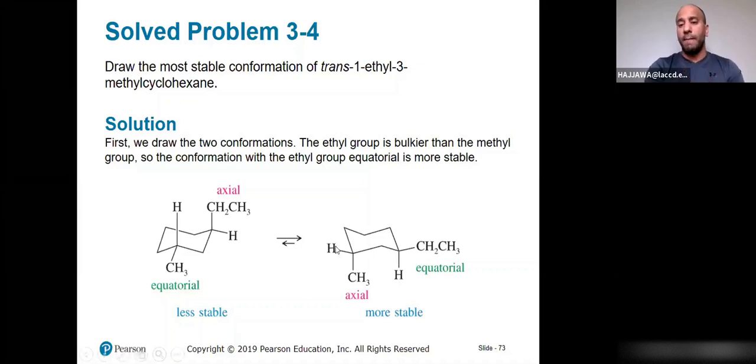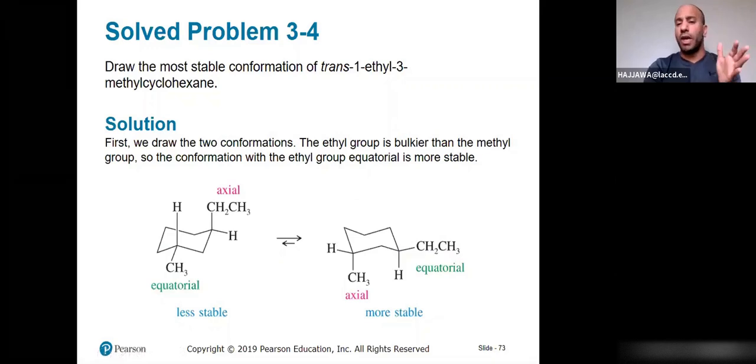Now, in terms of stability, which of the two is going to be more stable? Well, let's see. Ethyl and methyl. Which of the two do I want to keep equatorial? The bigger group. Which of the two is a bigger group? The ethyl. So having an ethyl equatorial on this chair conformation automatically will have less 1,3-diaxial interaction, therefore a more stable chair conformation.